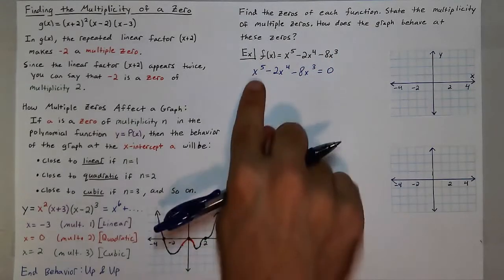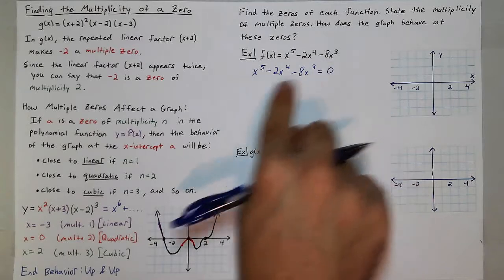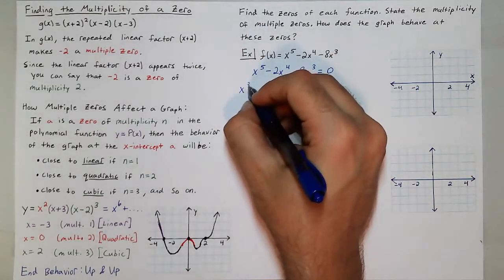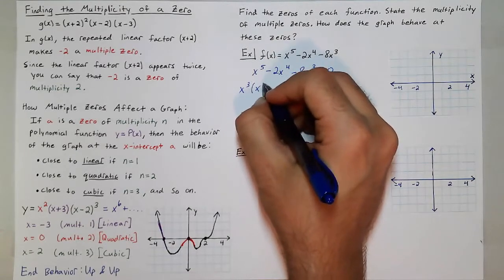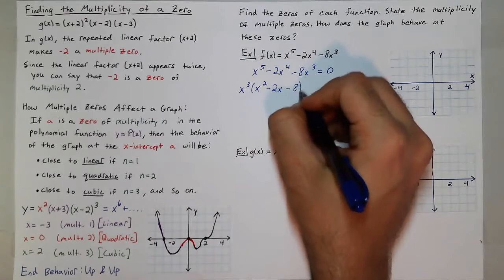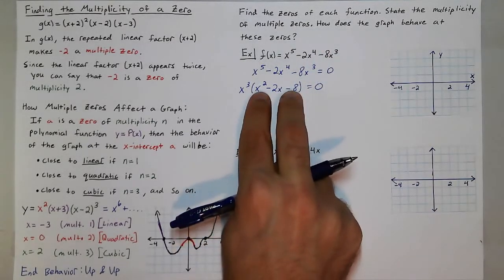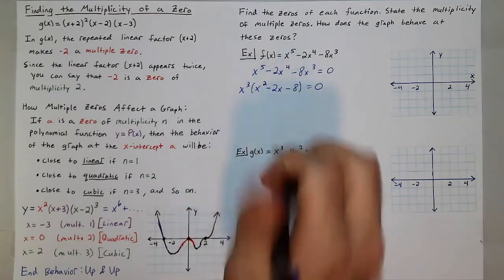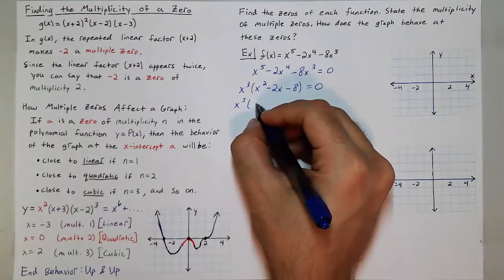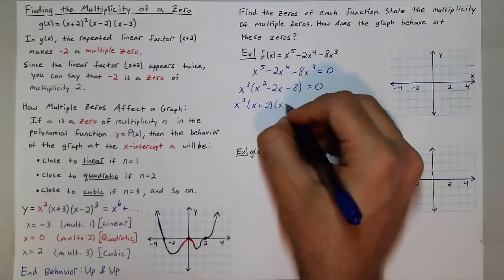First I see that all the terms have something in common, which is x to the 3rd power minimally in each term. So I can factor out x to the 3rd, and I'll be left with x squared minus 2x minus 8. Now I'm left with this quadratic factor on the inside, which I can continue to factor to give me x cubed times x plus 2 times x minus 4.